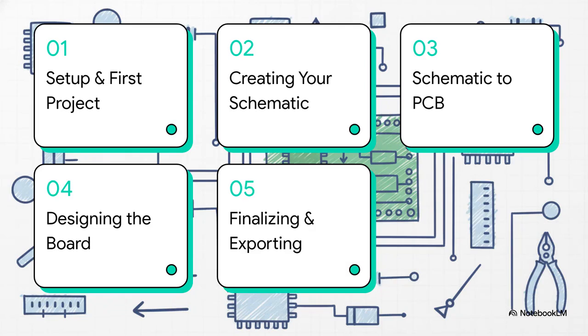So here's the game plan. We're going to tackle this in 5 main stages. First, we'll get our digital workshop all set up. Then we get to the fun part, creating the blueprint of our circuit. After that, we'll turn that blueprint into an actual physical design, laying everything out on the board. And finally, we'll get it all ready for manufacturing by exporting the right files. It's a whole journey from concept to creation, and I'll be here with you for every single step.